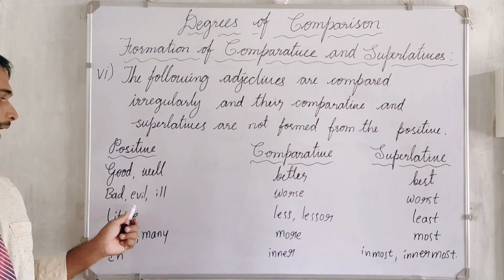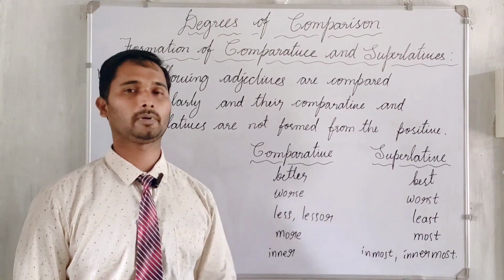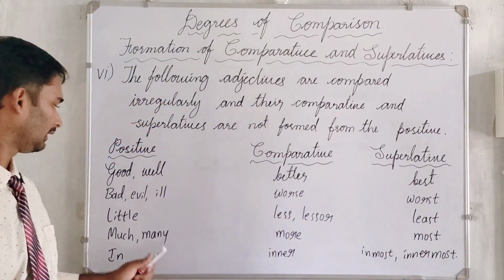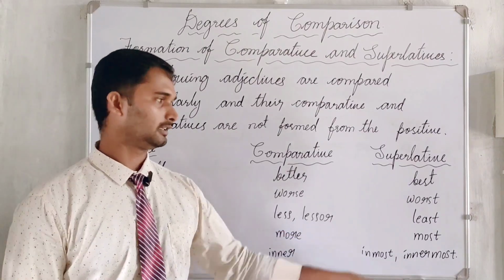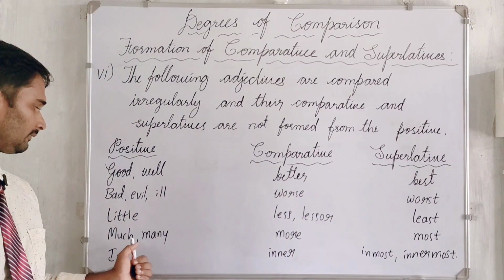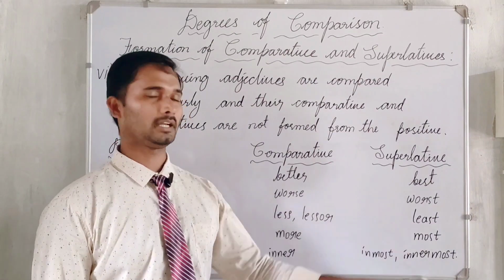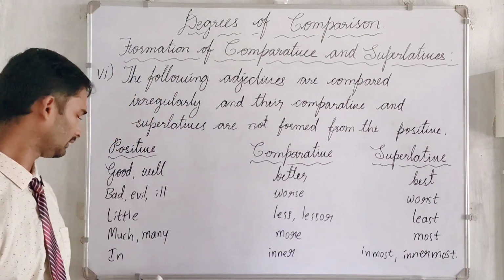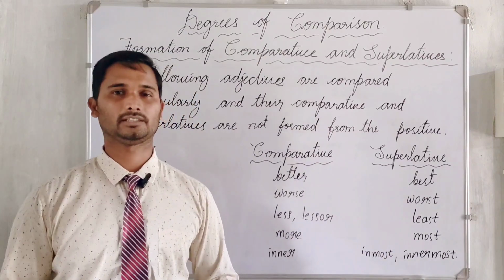Some more examples. Bad, evil, ill. The comparative form is worse and the superlative is worst. Little. The comparative is less or lesser and the superlative is least. Much, many. The comparative is more and the superlative is the most. In, inner, and inmost or innermost is the superlative form.